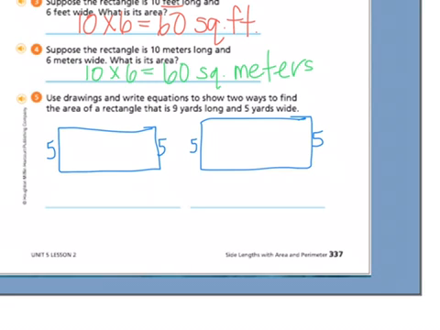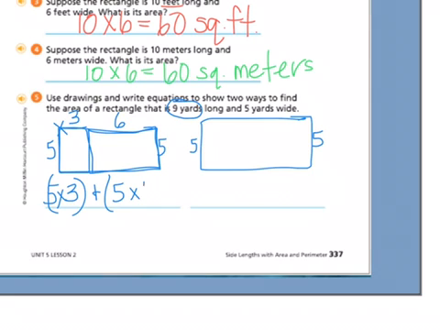Then we need to decompose or take apart the 9 yards. So I think I'm going to do a 3 and a 6, because 3 plus 6 does get us 9. And the first thing that we take care of is we multiply 5 times 3. So that's this rectangle right here. And then we're going to add it to this rectangle right here. So this is going to be 5 times 6.